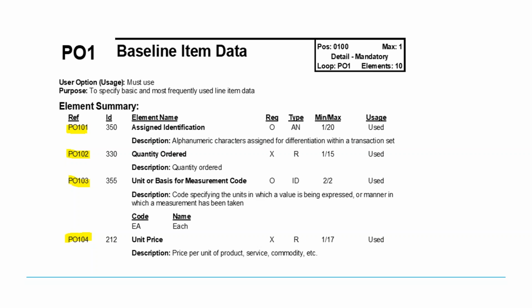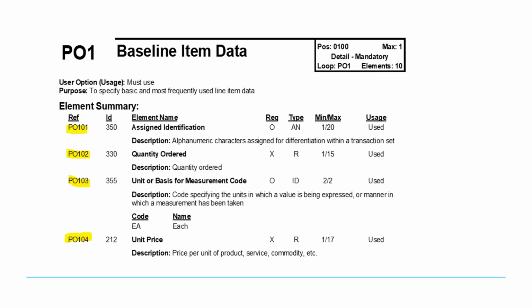Not every customer trading partner sends in this. You can see here that the requirement says O, which is optional. They do use it, so you may or may not get it for this specific trading partner. PO 102 is your quantity ordered. It's always in the field. PO 103 is your unit of measure.